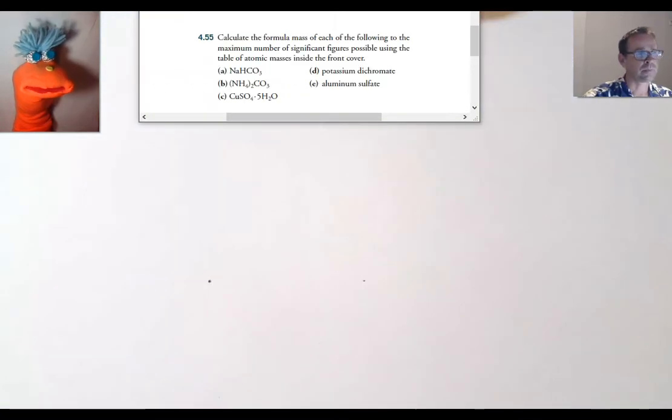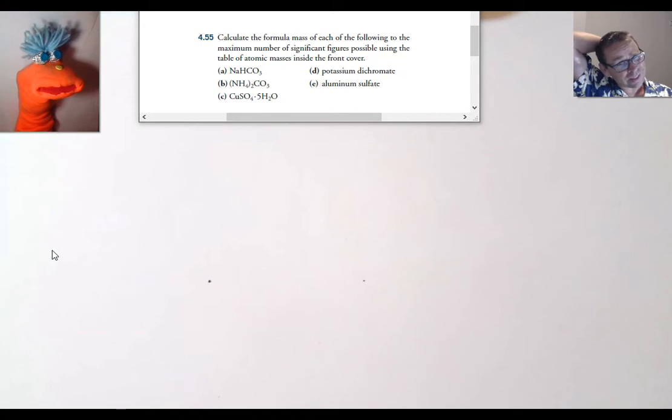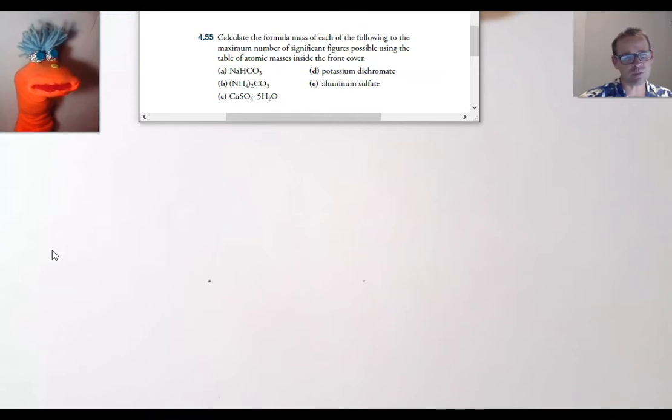All right, so now we need to calculate the formula mass for each of the following. Maximum number of significant figures possible using the table of atomic masses inside the front cover. Yuck. I don't think I'm going to do that. I'm just going to use maybe 2 or 3 significant figures.